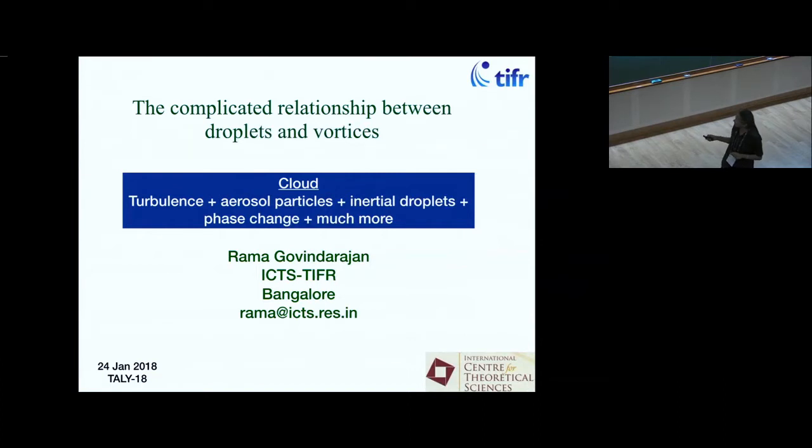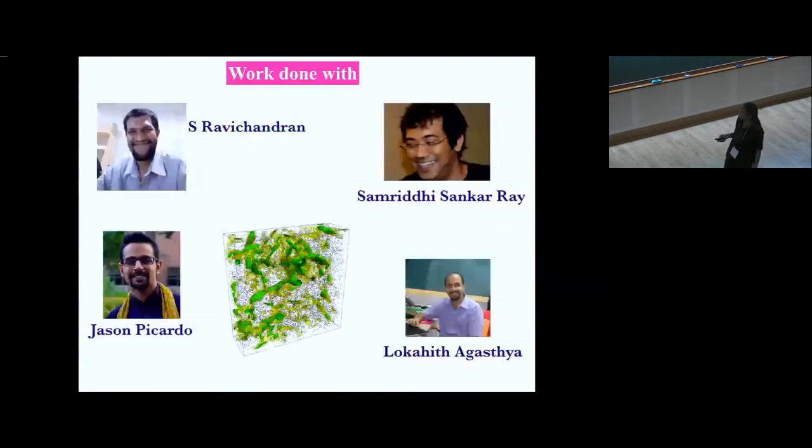And then because things condense onto aerosol particles, and because when external dry air comes in, things evaporate, there's a lot of phase change in either direction going on in a cloud. And of course, there's much, much more to a cloud, like radiative heating and so on, and we will not talk about them. Today, we're going to talk about what turbulence does to the droplets and what droplets do to turbulence. And they share a complex relationship, as we shall see.